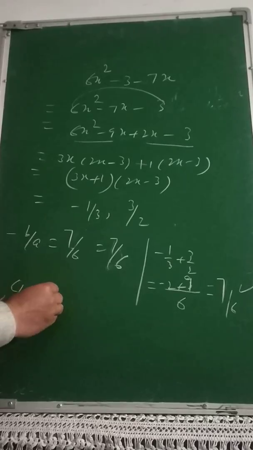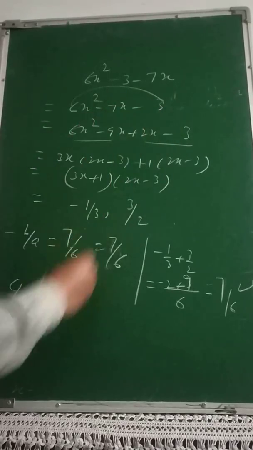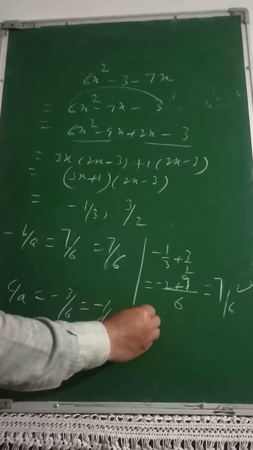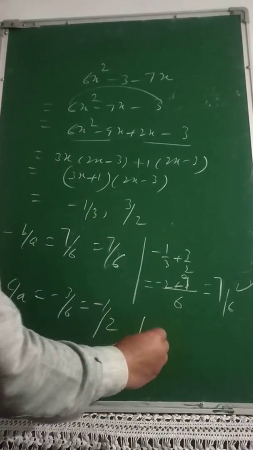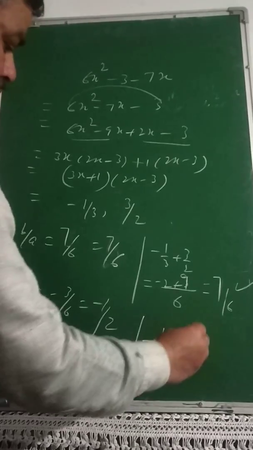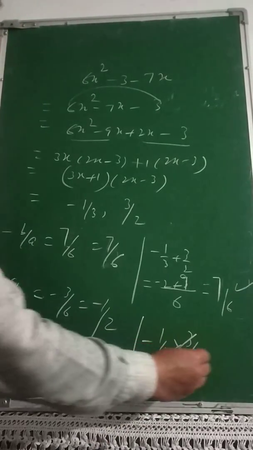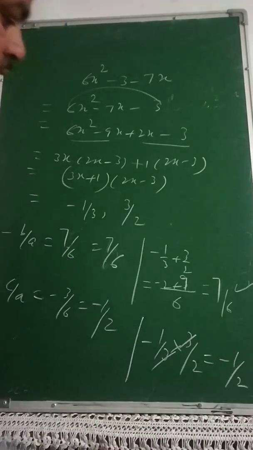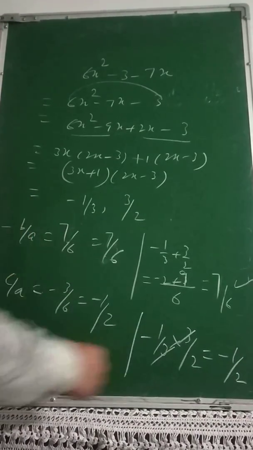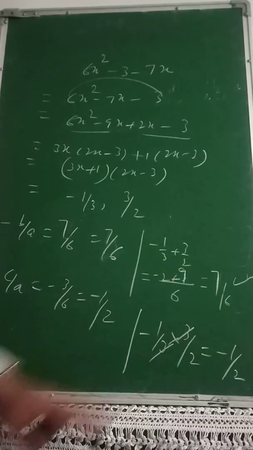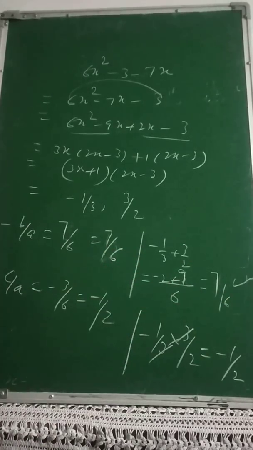Your product c upon a. C is minus 3 upon 6, that is minus 1 upon 2. So if you check the product of these two, minus 1 upon 3 into 3 upon 2, 3 getting cancelled with 3, and that also becomes equal to minus 1 upon 2. So that is the verification done with respect to the coefficients. 7 upon 6, 7 upon 6, minus 1 upon 2, minus 1 upon 2.